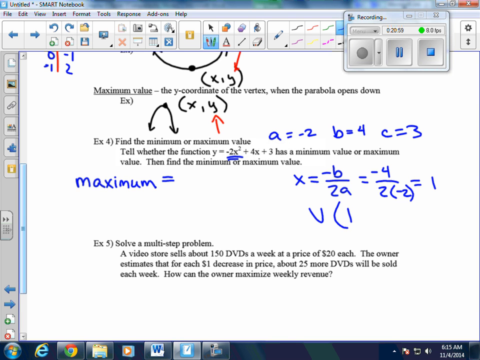So the vertex is going to be 1 something. Well, now we need to plug that into our original equation to find the y value. So that's going to give us negative 2 plus 4 plus 3. So our vertex is 1, 5, which makes 5 our maximum value.